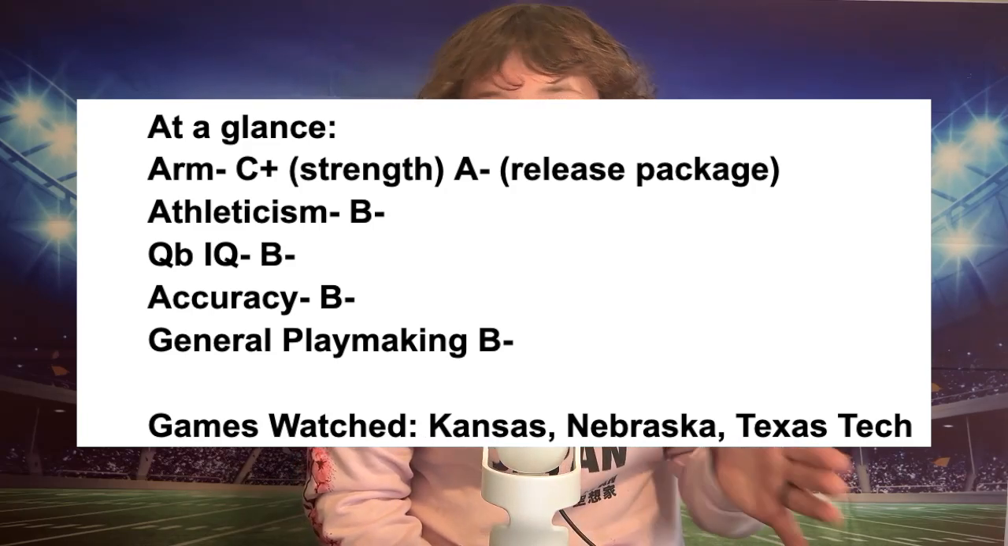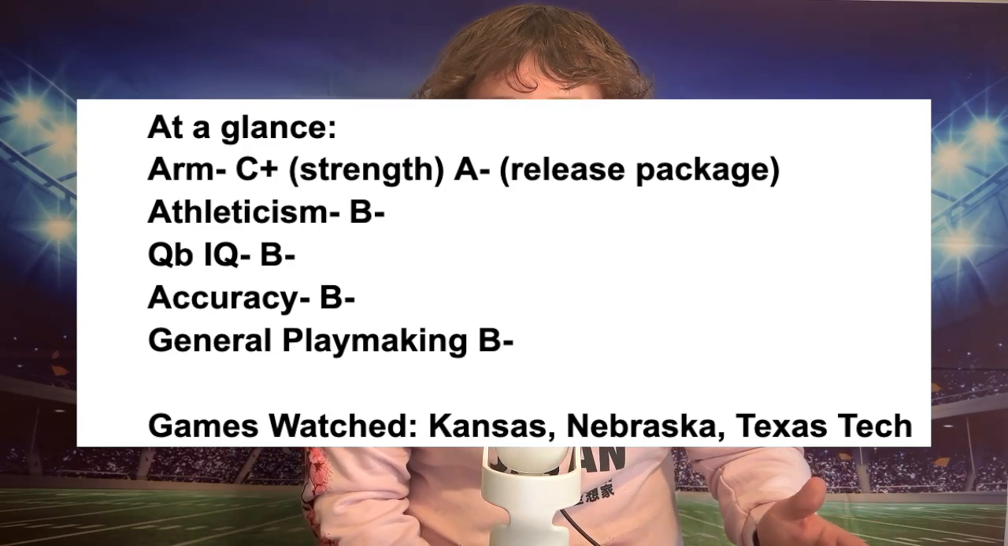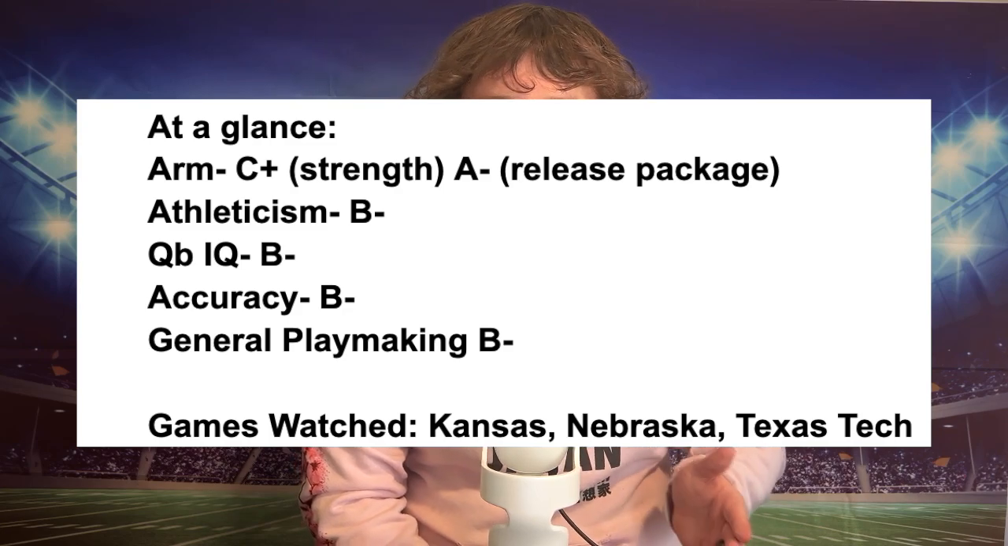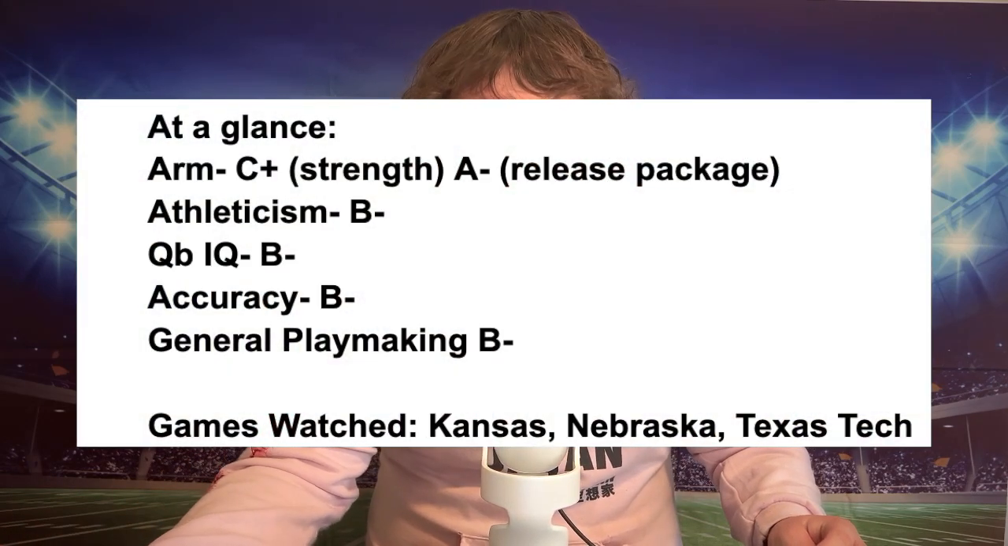His arm in terms of strength was a C plus, and in terms of release package was an A minus. I might even change my mind on that, say it was an A, because he had a really advanced release package and could throw it from all sorts of different angles. But arm strength is going to be a C plus.